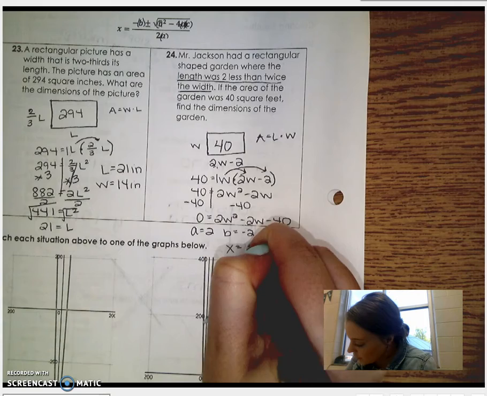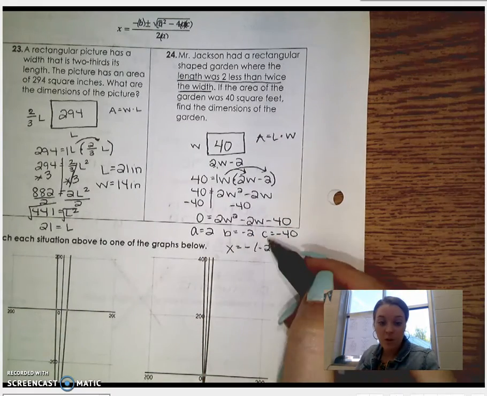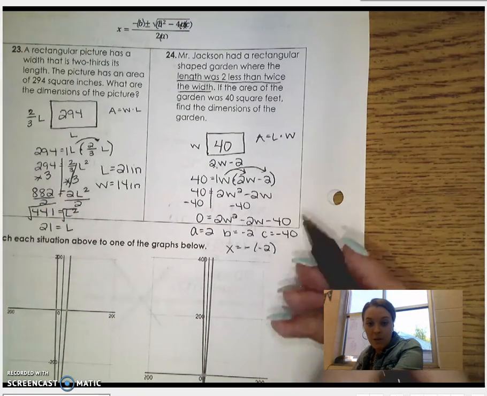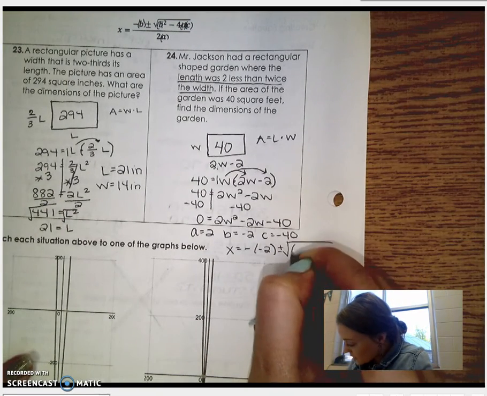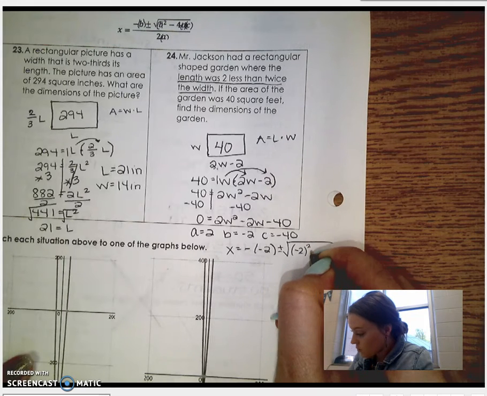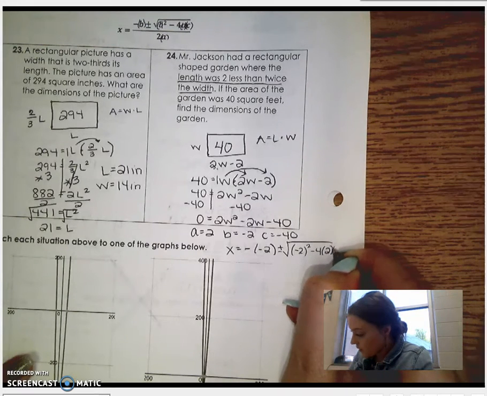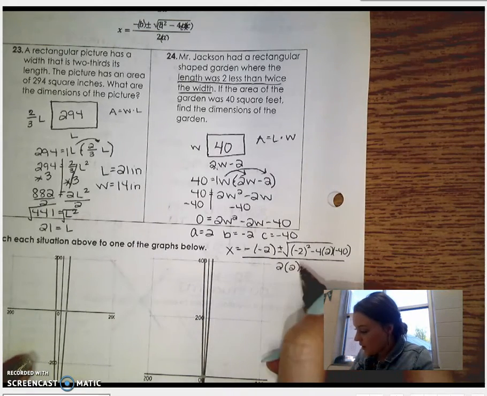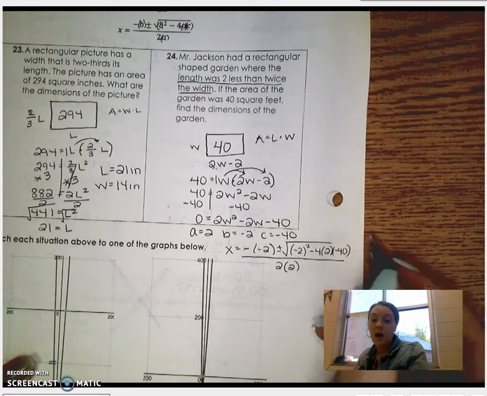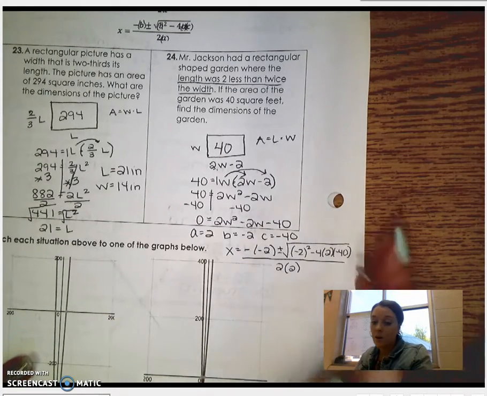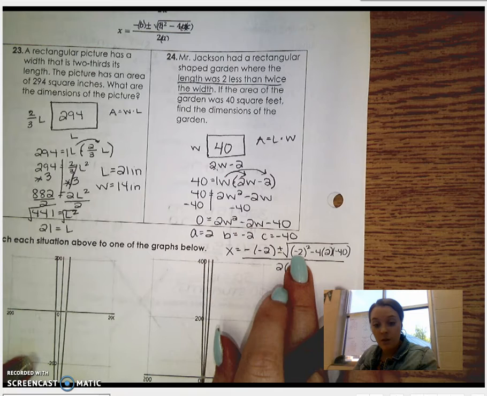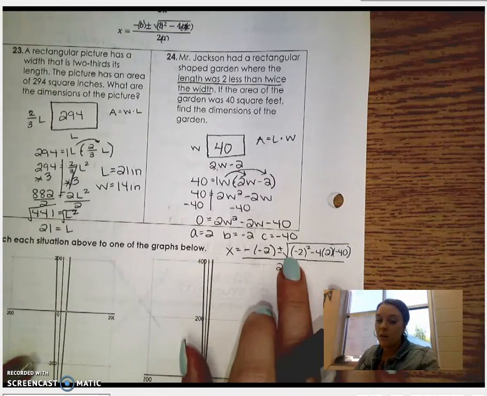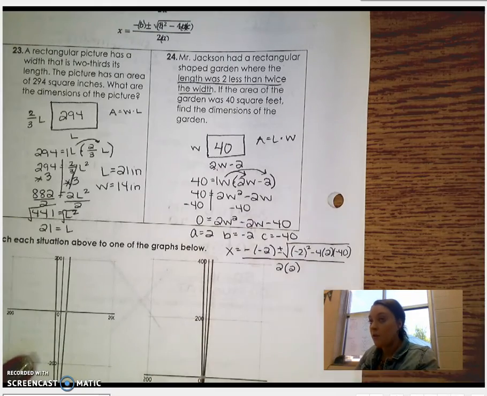So I have x equals negative 2. The reason why I have a double negative is this negative is in the formula, and then this negative is with my b. Plus and minus the square root of negative 2 squared minus 4ac, all over 2a. Again, notice that every single time I plugged a number in for a variable, I put it in parentheses. That's going to be super important for this b right here, because if you forget the parentheses, it's going to throw everything off. So this one right here is the very, very most important.